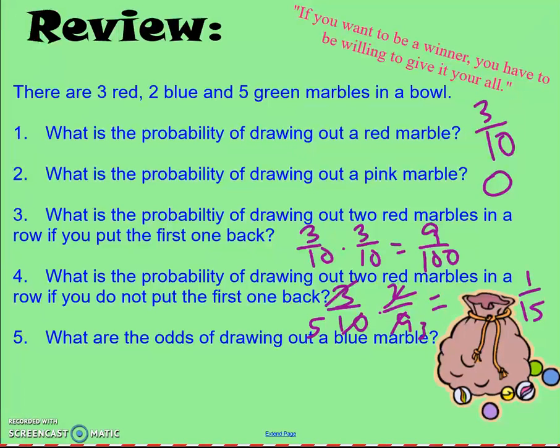Then the last one, the odds of drawing out a blue marble. Odds are a little different because we're comparing the number that work compared to the number that don't work. So in our bowl there are 2 blue marbles and there are 8 not blue marbles, which means our 2 numbers should add up to our total, and then we can still reduce it, so it would be 1 to 4. We don't use the phrase out of in odds because we're not comparing to the total anymore.